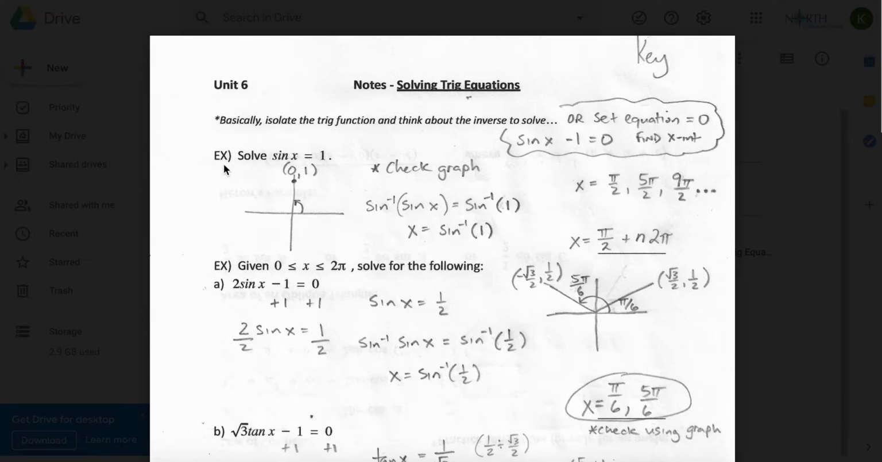So let's look at a basic one here. What if we had sine of x equals 1? So what angle could we plug into our input here so that the sine value is 1? Or in other words, the y value, or the y coordinate, is 1. Well, we know that the y coordinate is 1 if we have an angle that's 90 degrees, or pi over 2 in radians.